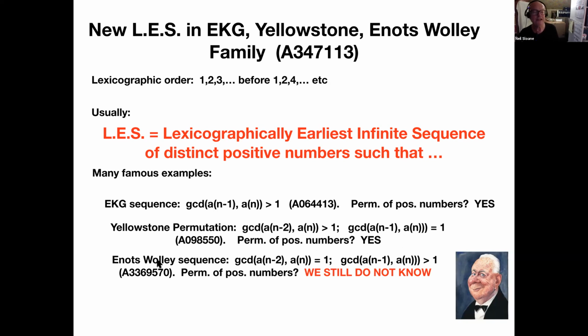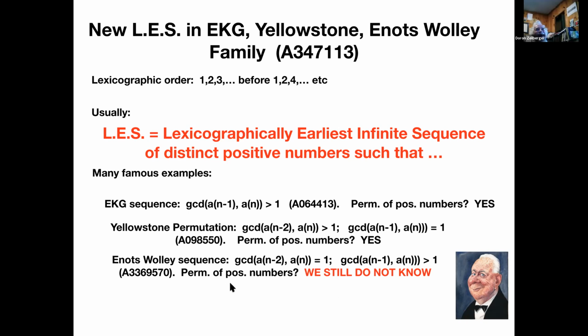You might think Enots Wolley is the name of some old geezer. It's a very Australian sounding name, and Scott lives in Melbourne, and I used to live in Melbourne. Enots Wolley is a very Australian sounding name. But in fact, as you can tell, it's Yellowstone backwards.